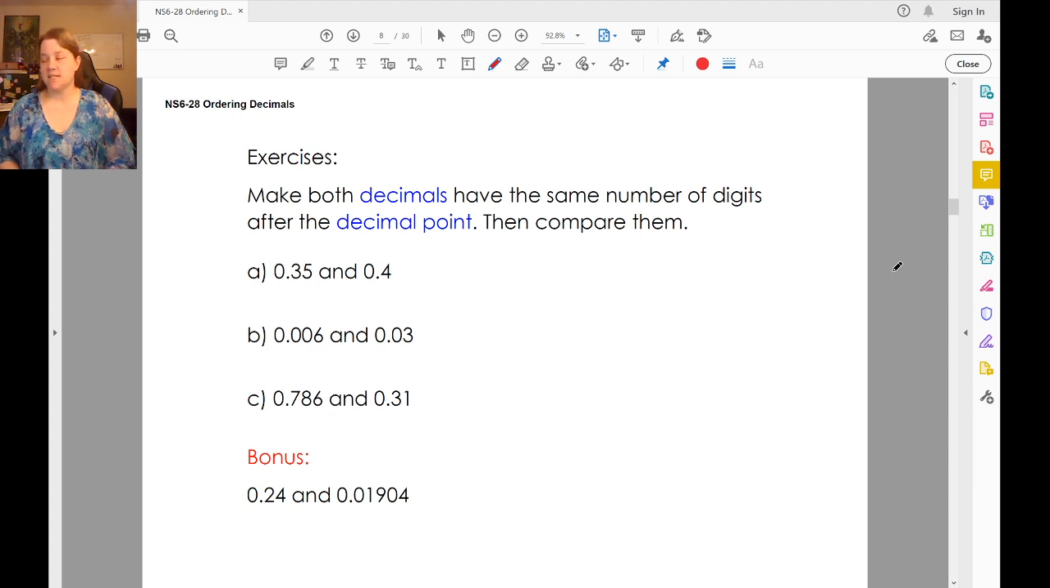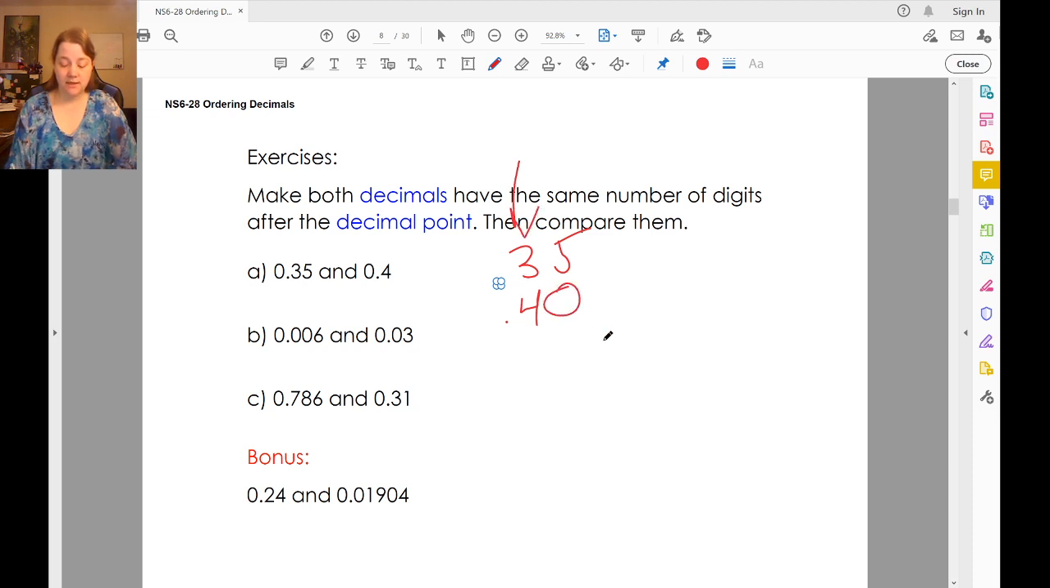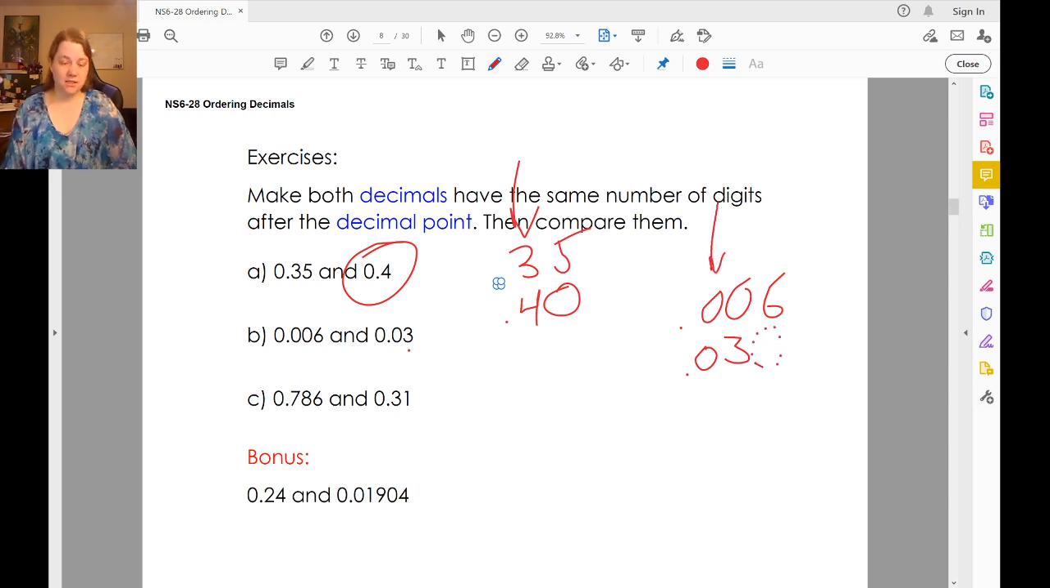Line up the decimal. Welcome back. Let's go ahead and start off with 0.35 and 0.4. Well, I can see that 4 is bigger than 3. Add in the 0. Yep, definitely still true. Over here we have 0.006 and 0.03. I could put a placeholder in here. These digits are the same. That doesn't help. These digits are different. 3 is bigger than 0. This is my bigger number.